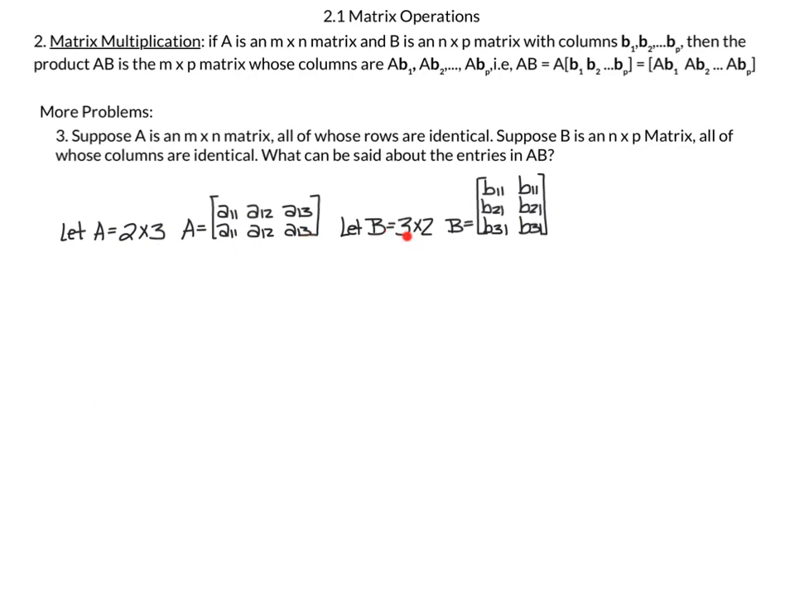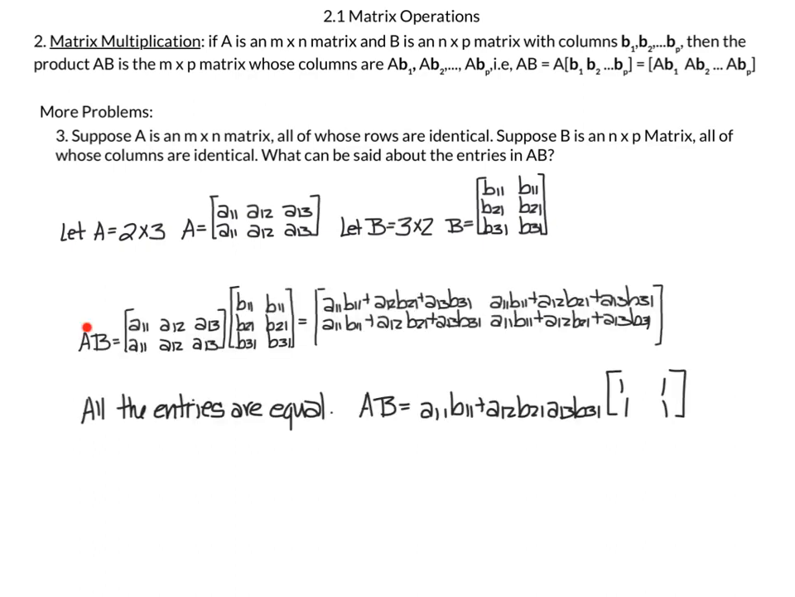And let B be a 3x2. And I wanted small matrices. So anyway, for B, I have B11, B21, and B31. And since all the columns are equal, my second column is equal to the first column, B11, B21, and B31. And here's A times B.